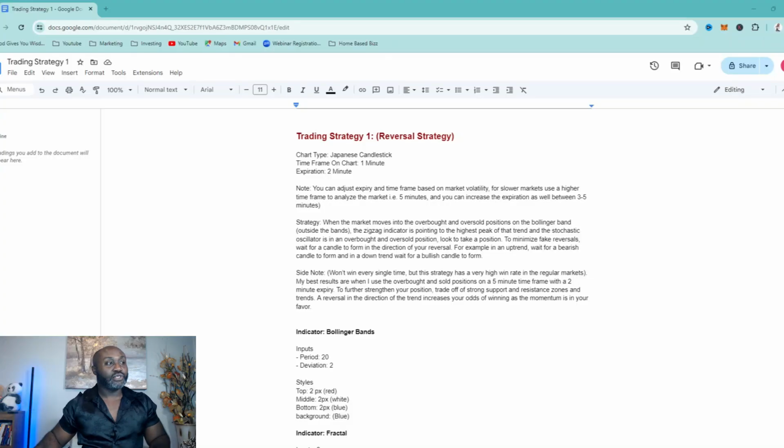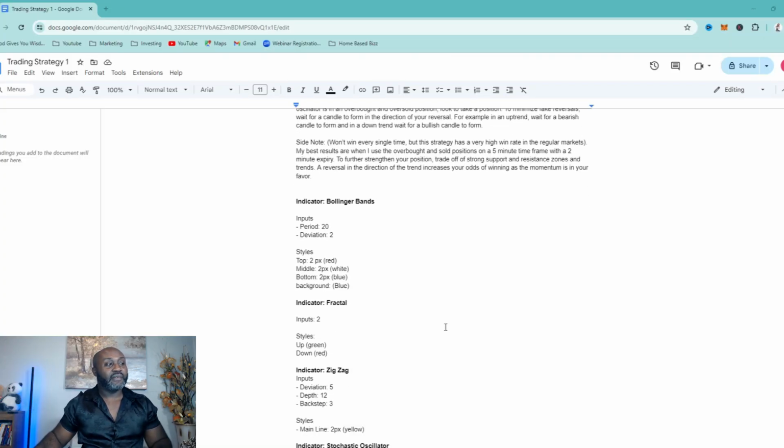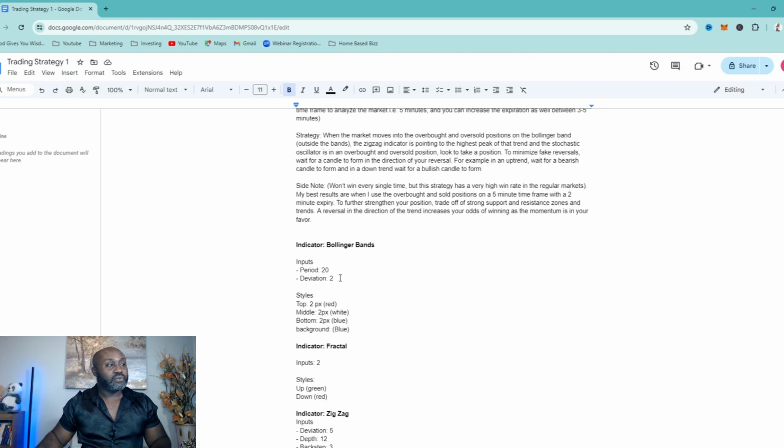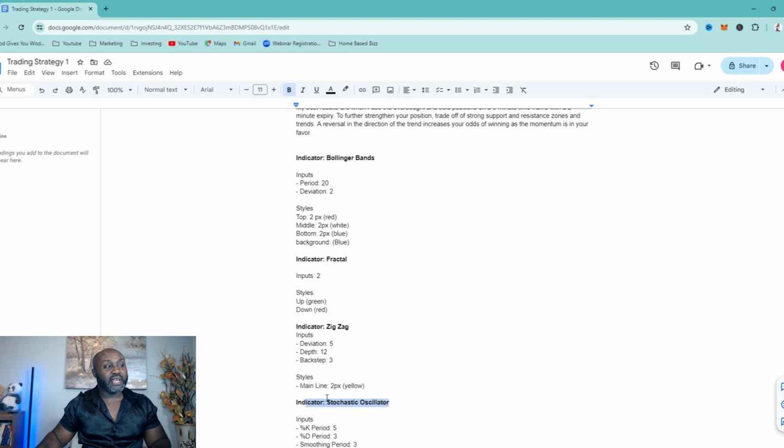Now, if all this sounds a little bit confusing to you and you're new to trading, don't worry, we're going to go to the chart and I'm going to see if I can get a couple of examples for you to illustrate my point. Okay, so here are the actual settings of the indicators we will use. We're going to use the Bollinger Bands, the zigzag indicator and the stochastic oscillator. We are going to go to the chart and I'll show you the inputs, but I've also put it here so you can just copy the inputs from here.